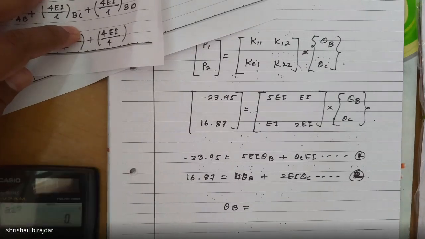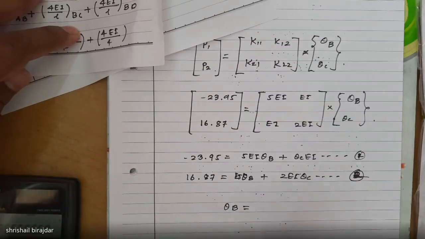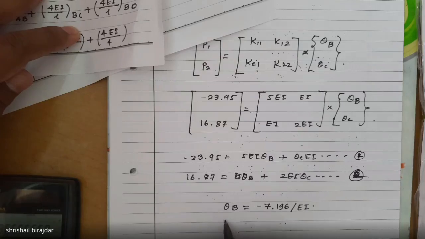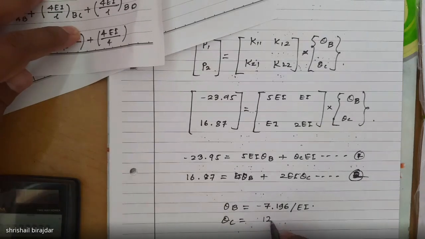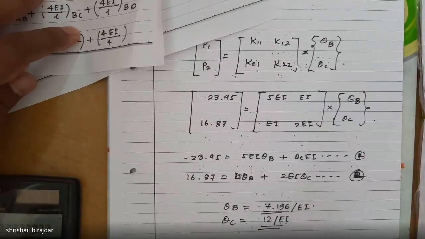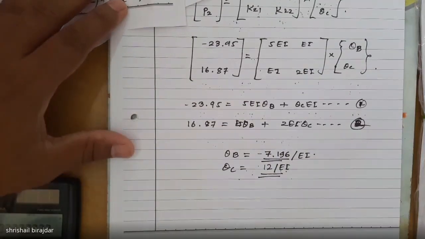For A2, 1, B2, 2, and C2, 16.87. How much does it work out to be? Theta B is 7.198 divided by EI, and theta C is equal to 11.9, or 12 exactly. Correct. Here is the answer. Theta B and theta C we already worked out.